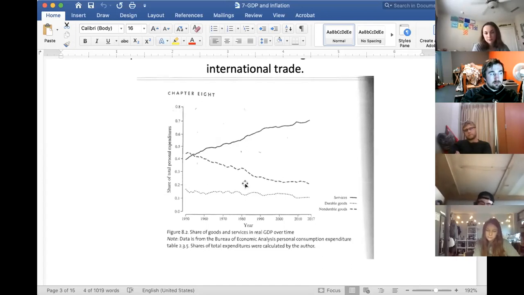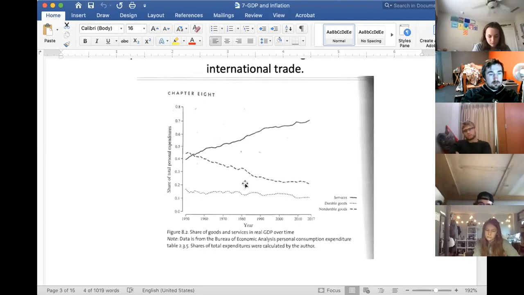What's gone down? Well, you can see that the dotted line at the bottom, which is durable goods, has been basically flat. It's gone down a little bit, but it's been basically flat. What we are buying less of is durable goods. That durable goods have fallen dramatically as a percent of GDP.